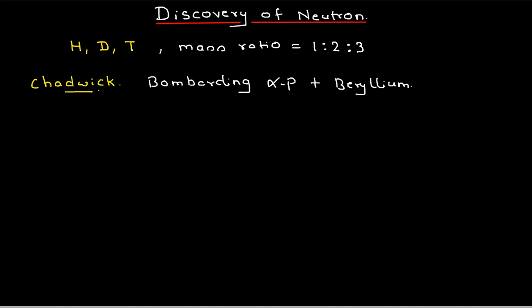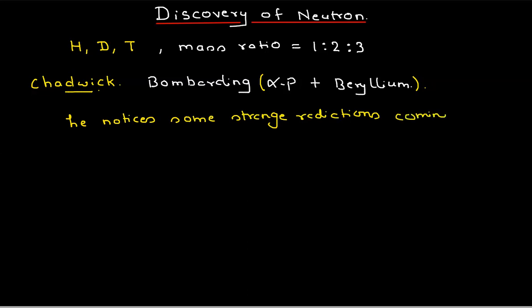When he bombarded alpha particles on the beryllium, he noticed some strange radiations coming out. These radiations were undeviated by magnetic and electric field. This proves that they are neutral.